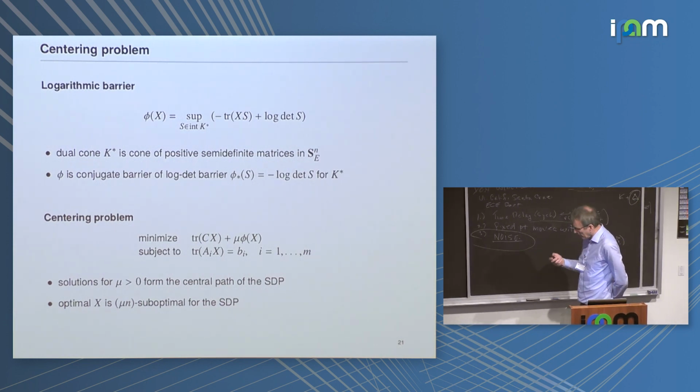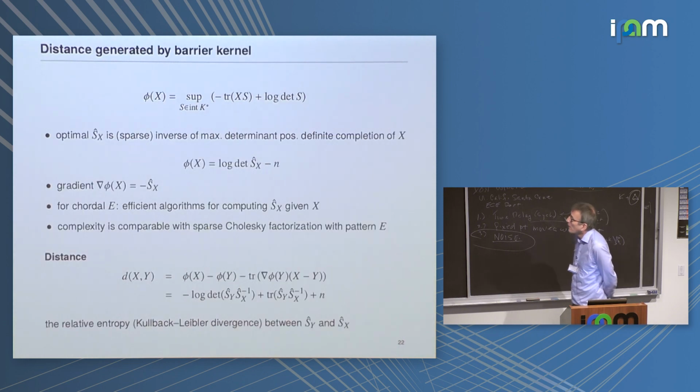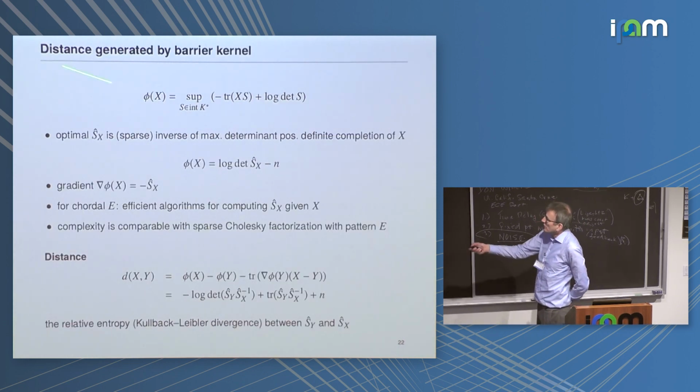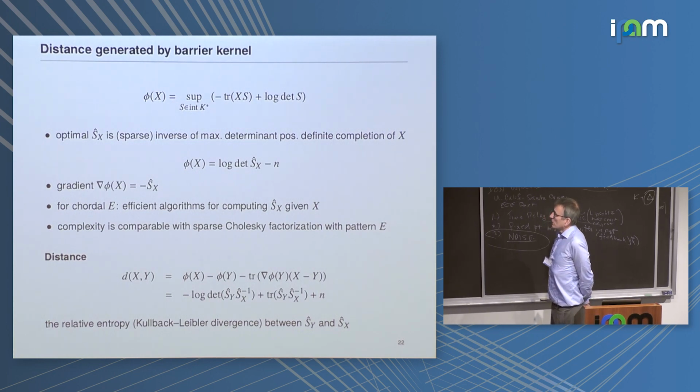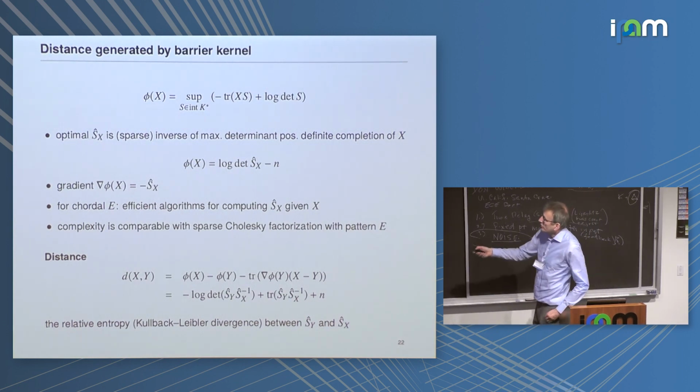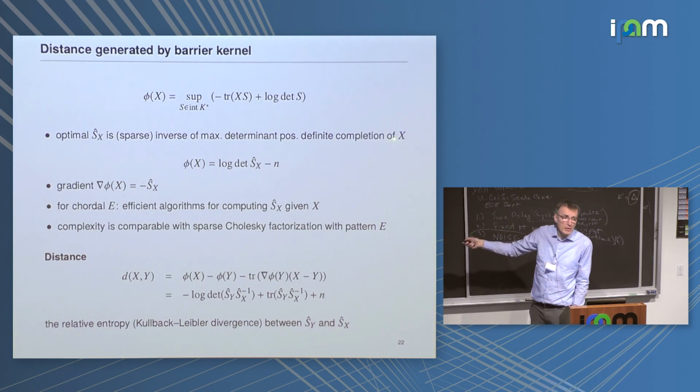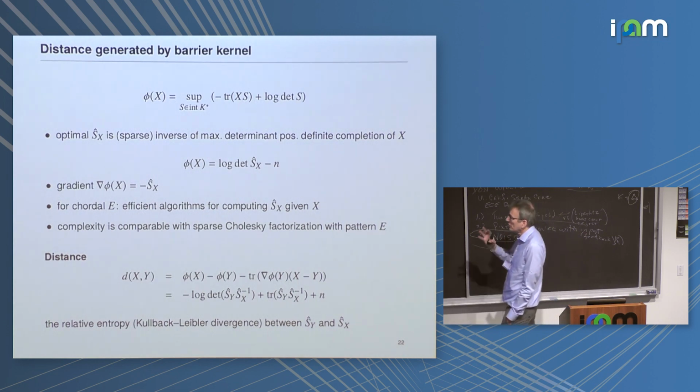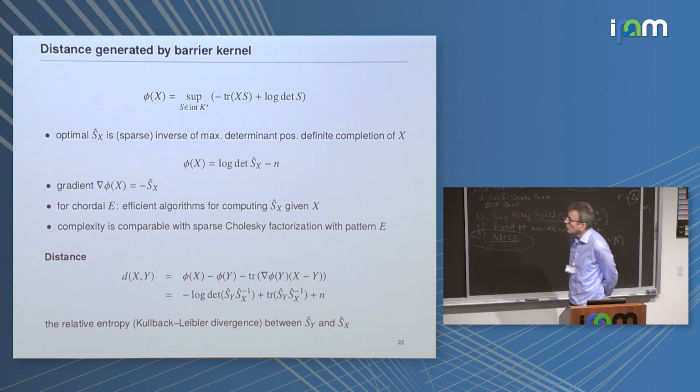But if you look at the distance defined by this kernel, that's our logarithmic barrier function. The S that solves this maximization problem in the definition is, in general, the inverse of the maximum determinant positive definite completion of X. So if you evaluate the barrier at a positive definite completable X, then the S that solves this convex optimization problem is the inverse of the maximum determinant positive definite completion. And the inverse is in general sparse, where the maximum determinant completion, of course, would be dense.